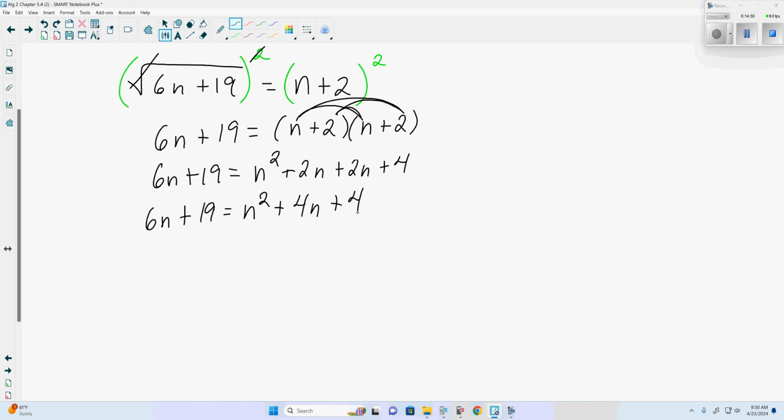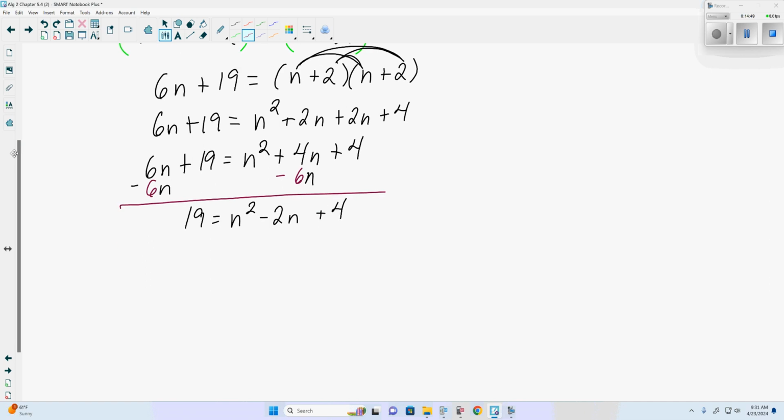Now we need to get this thing equal to 0. So the first thing we can do is subtract 6n. That'll tell us that 19 is equal to n squared minus 2n plus 4. So 0 is equal to n squared minus 2n minus 15. Questions on how we got our quadratic?